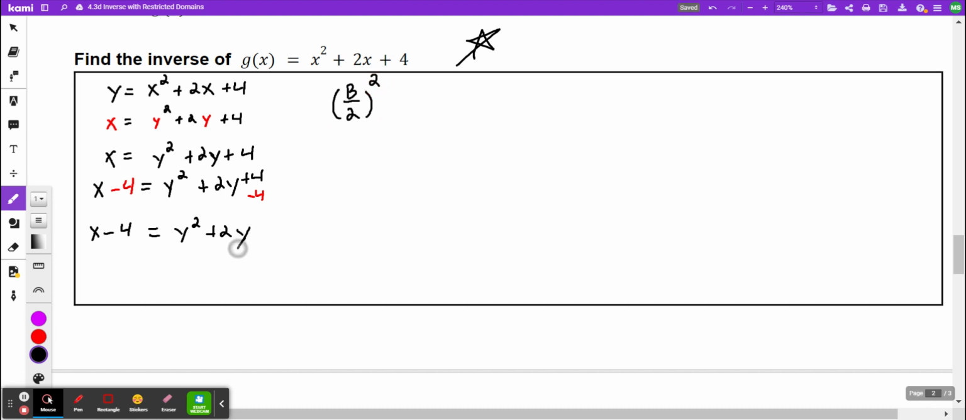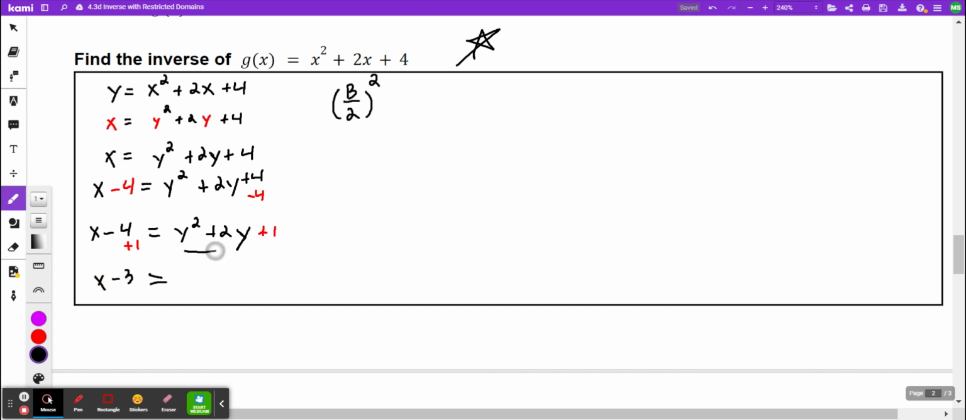This is kind of using the area model, but like in our heads right now. So if I find half of 2 and square it, I'm going to get plus 1. So I can add 1 to both sides right now. What am I doing? Okay, let's write it out. I have x minus 3. I get this by itself.